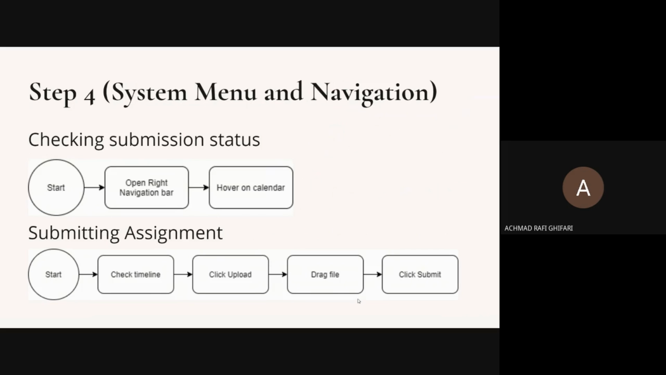So this is the fourth step, the system menu and navigation. This is our improvement of the LMS design. Checking the submission status is just opening the right navigation bar and then hovering on the calendar, and it will show every assignment and the status of its submission. And then for submitting an assignment, you check the timeline and straightly click upload, and it will be submitted.